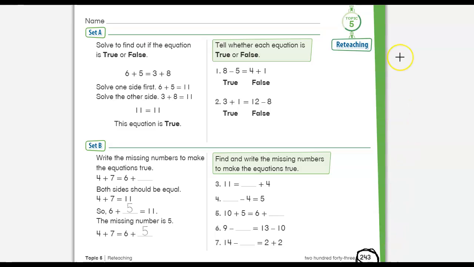So now's a good time if you need to pause the video so that you can get your workbook open or go grab your workbook, and then we can get started. Now if you have your workbook open, you're on page 243, you're ready to go? Then let's get started. Alright you guys, so as I said, we are just doing part 1 today.